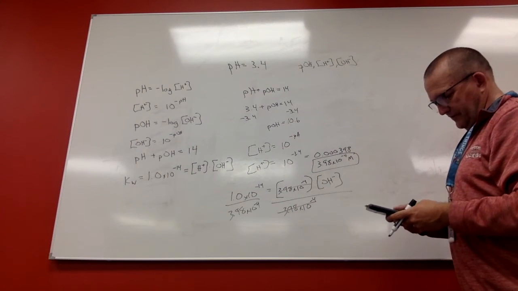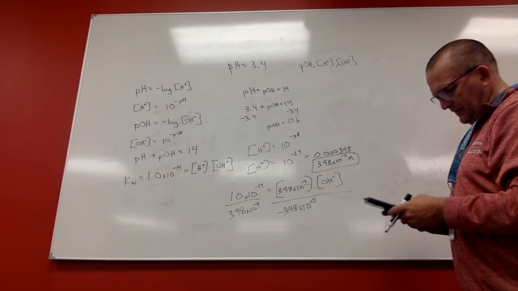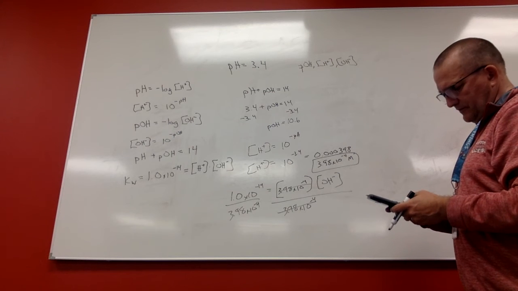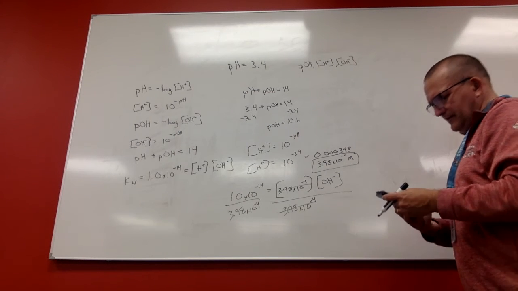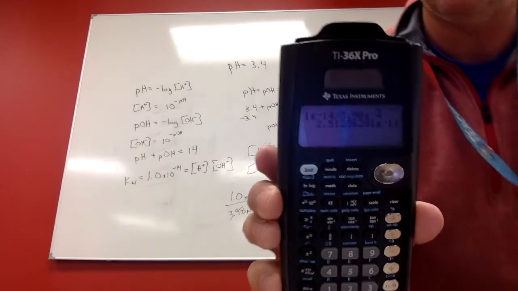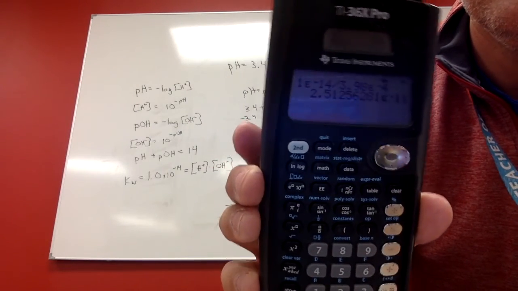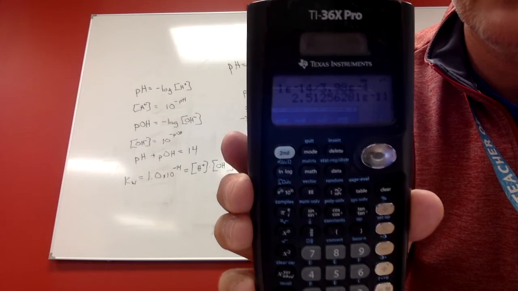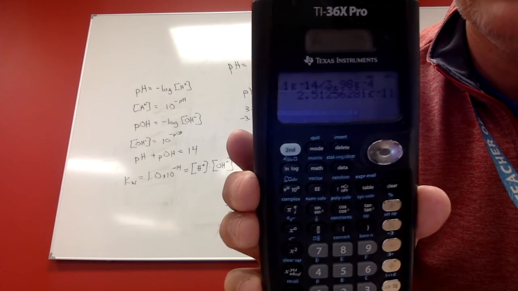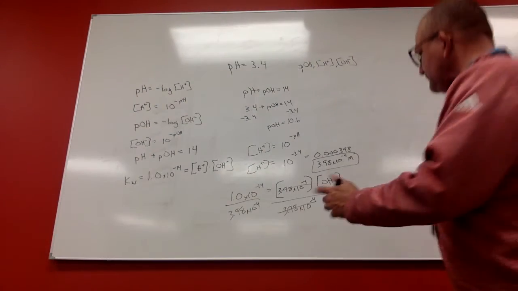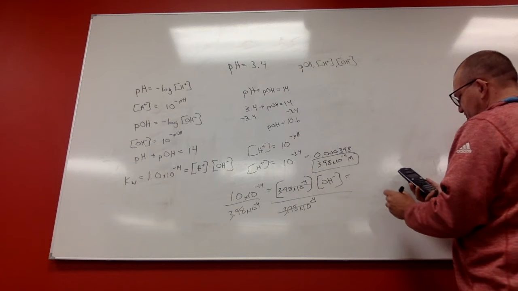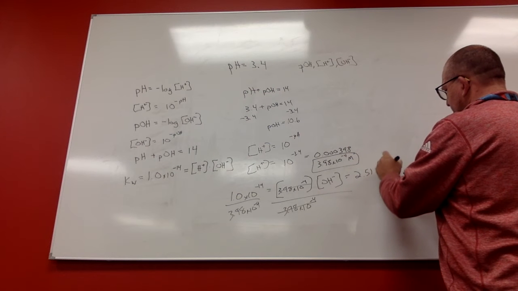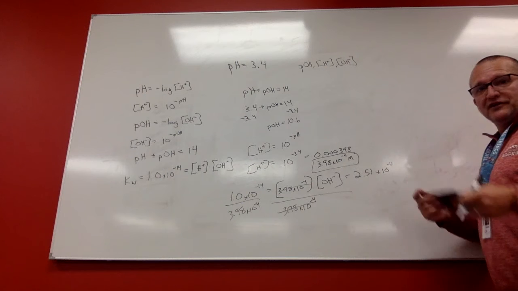And that should get me there. So I go 1 exponent, negative 14, divided by 3.98, exponent, negative 4. And I get this. So here's what my calculator looks like, right? 1e negative 14 divided by 3.98 e negative 4, and then I get my answer, 2.51 times 10 to the negative 11. So my hydroxide ion concentration is 2.51 times 10 to the negative 11. So I've checked all the boxes.